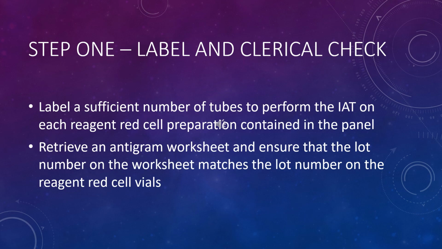The first step to any antibody workup is to label your tubes and check your patient identification, as well as the lot number that's assigned to the anagram that you're using. You want to compare that lot number to the lot number on your panel cells, the vials of donor cells that you're using, because the phenotypic expression of panel cells is not the same from one lot to another. And using the incorrect panel is almost certainly going to lead you down the wrong path.